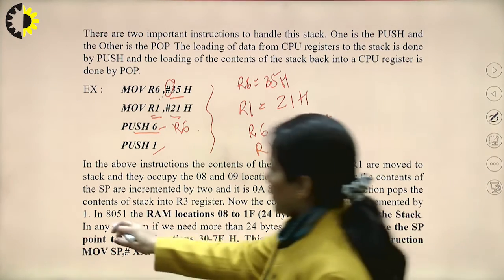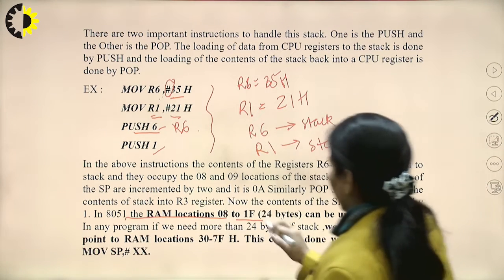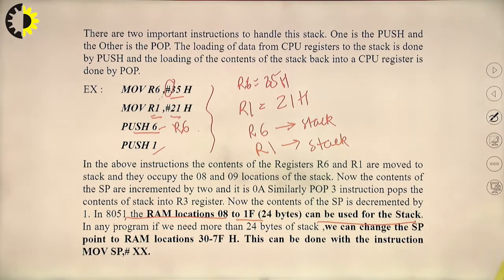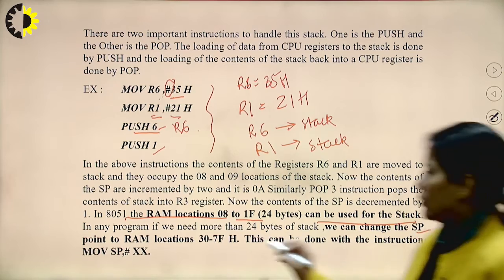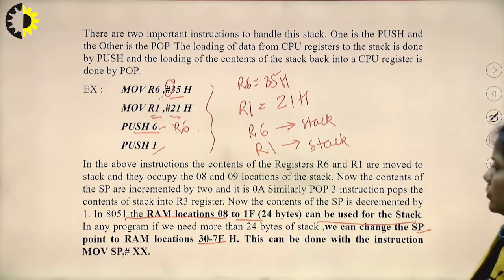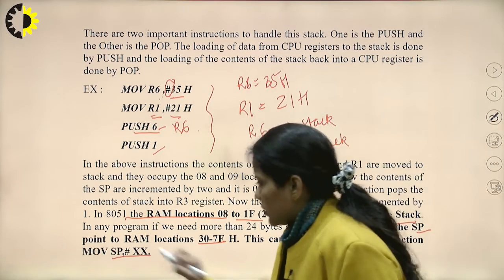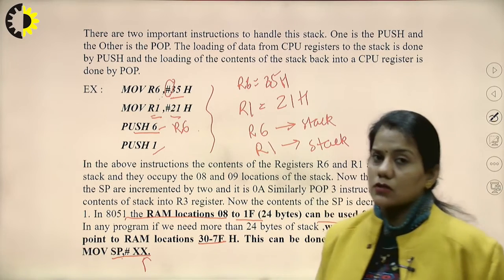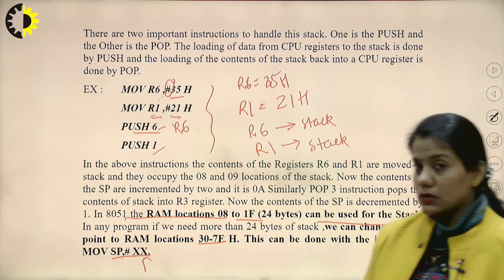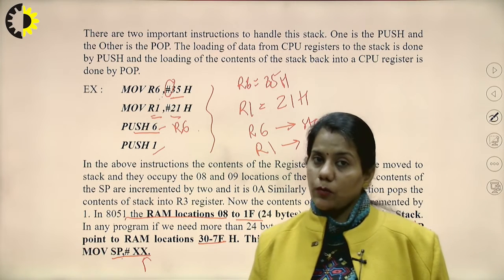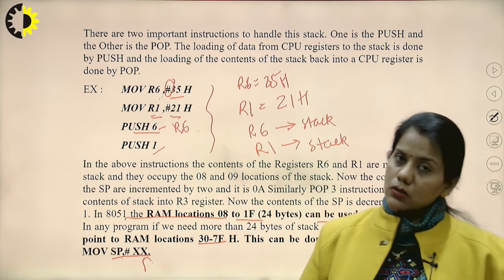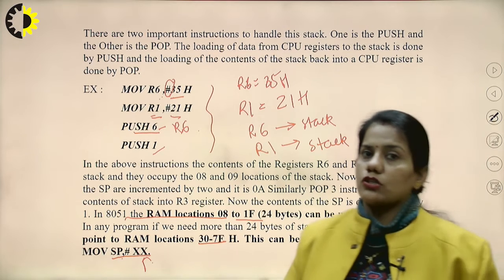So now as a conclusion, the RAM locations 08 to 1FH can be used for the stack. If in any program we need more than 24 bytes of stack, we can change the stack pointer locations from 30H to 7FH. This can be done with an instruction. Suppose I am moving some data into the stack pointer, it means the value of the stack pointer is being changed. That is, I am changing the address of the top of the stack. So in this way, I can relocate the stack. So this is how we can change the location of the stack to be used.